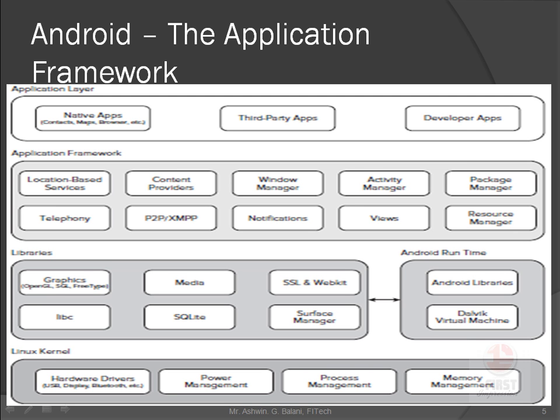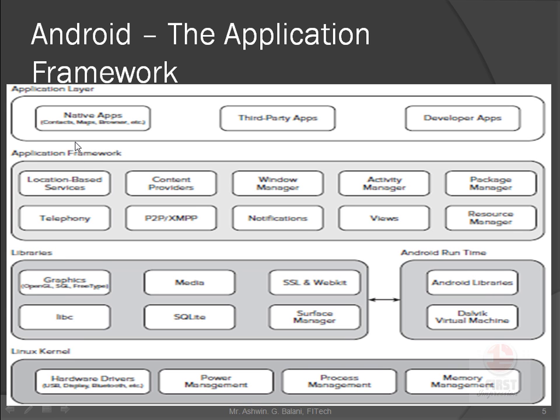If you want to access hardware drivers, you have to go to the Linux kernel. If you want to access power management, process management, or memory management, then you have to have the permission from the Linux kernel. Built on this Linux kernel, you have all the libraries like the graphics library, media library, the SQLite database, etc. All these things are built on top of the Linux kernel. So if I want to access the graphics library, it will use hardware, power, process, and memory. Whatever the libraries do, they do with the help of the Linux kernel.